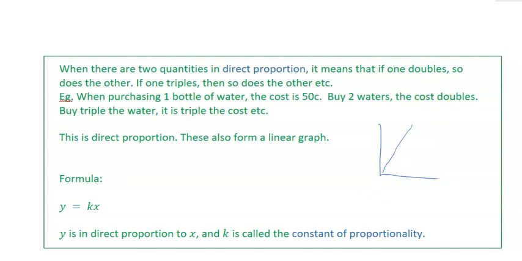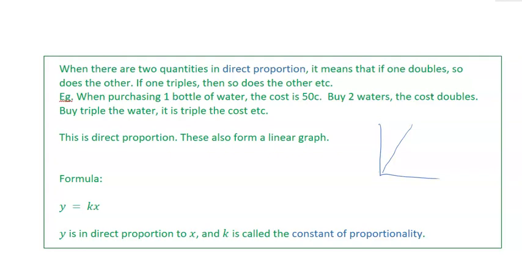There's a formula for this. We have what we call y equals kx, and y is in direct proportion to x. k is what we call the constant of proportionality. So every time x goes up, y goes up by that constant of proportionality. So y therefore always stays in direct proportion to x. It's just like saying when you multiply one bottle of water by 5, the cost then multiplies by 5. And that magic number of 5 is what is represented there by k.